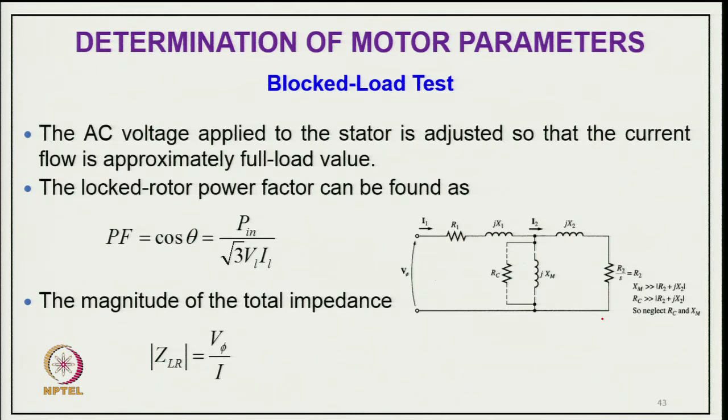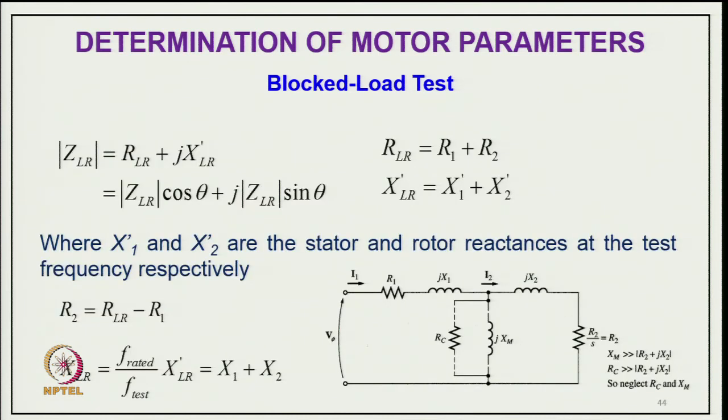So, the AC voltage applied to the stator is adjusted so that current flow is approximately the full load value, and the locked rotor power factor can be found out: PF equals cos theta equals P input upon root 3 V_L I_L. The magnitude of the impedance will be Z_LR equals V upon I, and from Z_LR we can write R_LR plus jX_LR. That will be R_LR equals R1 plus R2 dash, and X_LR equals X1 dash plus X2 dash, where X1 and X2 are the stator and rotor leakage reactances at the test frequency, and R2 dash will be R_LR minus R1. X_LR will be f rated upon f test into X_LR dash, and that will be X1 plus X2.